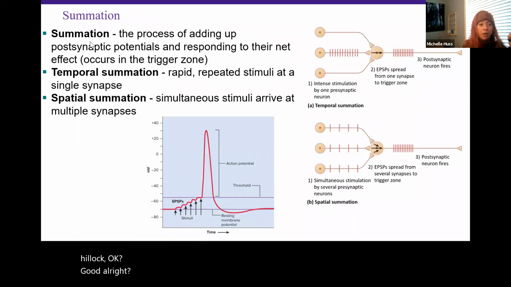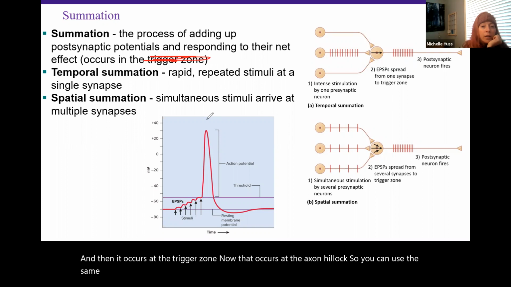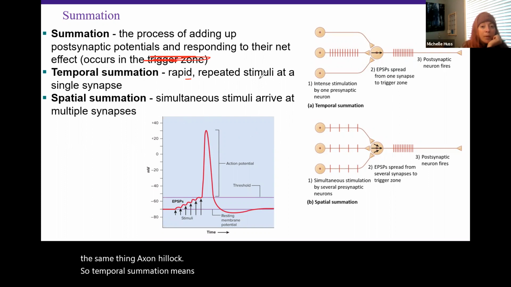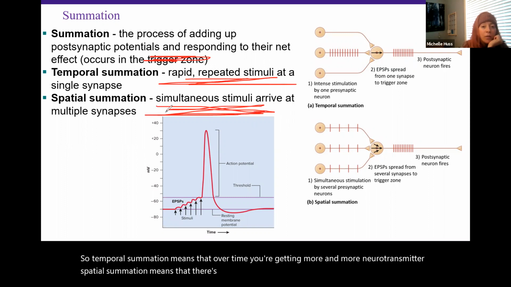So summation. We're going to add up all the potentials, and it occurs at the trigger zone. Now that occurs at the axon hillock, so you can use the same thing, axon hillock. So temporal summation means that over time, you're getting more and more neurotransmitter. Spatial summation means that there's a whole bunch of different neurons sending stimulus to you.